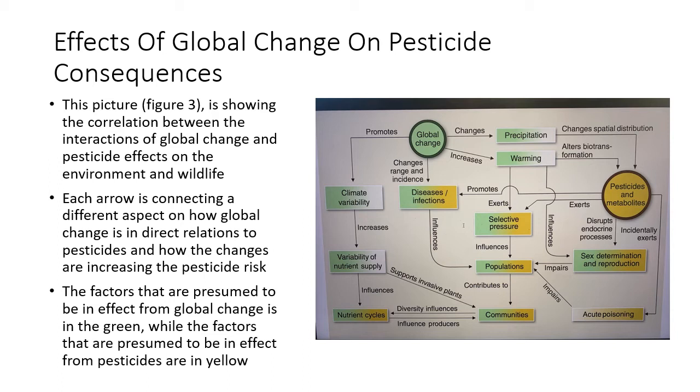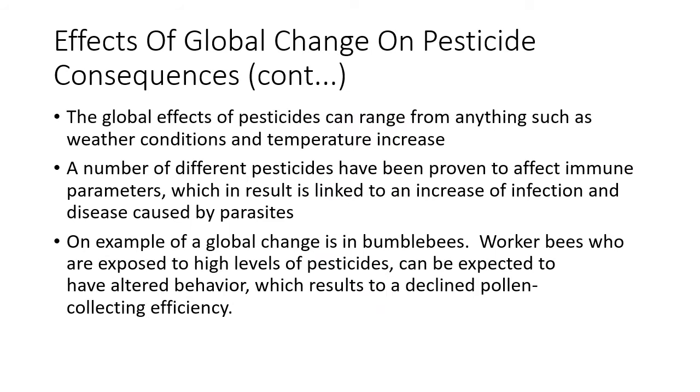The factors that are presumed to be in effect from global change are in the green, while the factors that are presumed to be in effect from pesticides are in yellow. Each arrow points to the resulting change inflicted, while giving a reference as to how it's impacted. The global effects of pesticides can range from anything such as weather conditions and temperature increase.